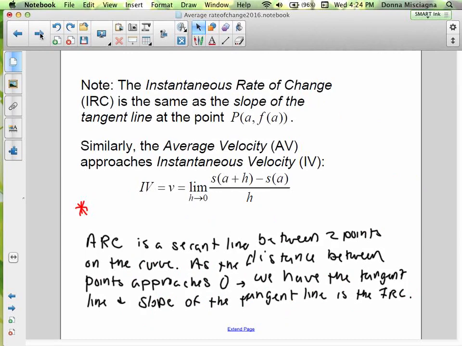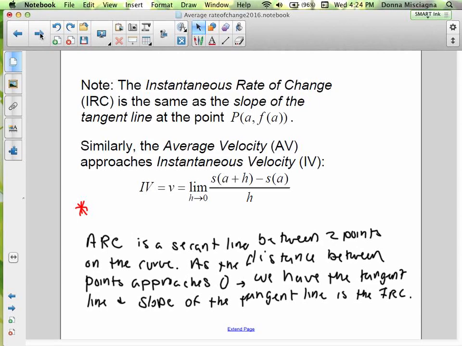Note that the instantaneous rate of change is the same as the slope of the tangent line at point P. Okay? Similarly, the average velocity approaches the instantaneous velocity. So as the limit, as the difference between the 2 points, the a plus h and the a, goes to 0, then there's no difference in my point. And we're not looking at average, we're looking at instantaneous.